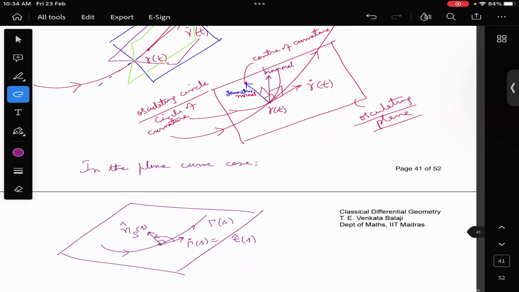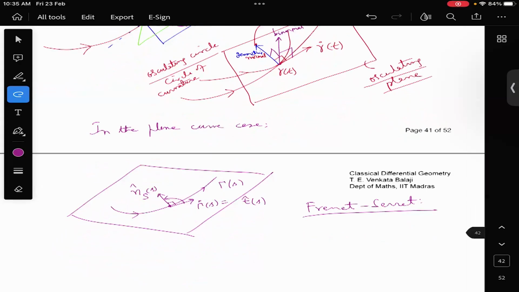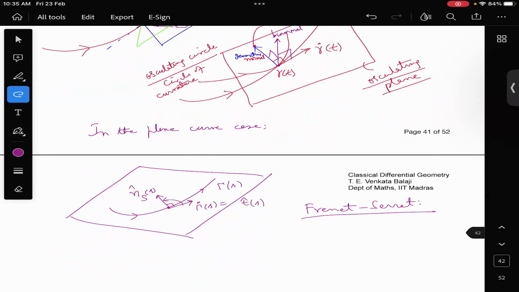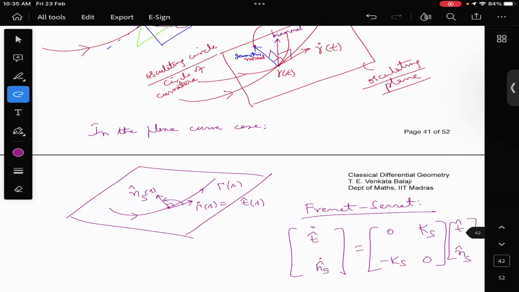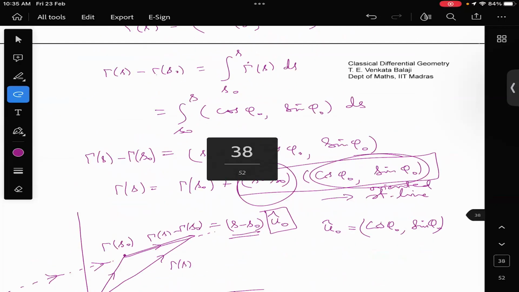And what happens is that we have written the Frenet-Serret. What is the Frenet-Serret? It records the derivatives of these two with respect to these two. So you have t cap dot, n_s cap dot given by this beautiful skew symmetric matrix, which involves the signed curvature, acting on t cap, n_s cap. So this is what you get.